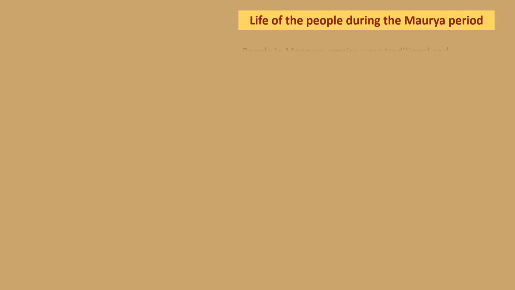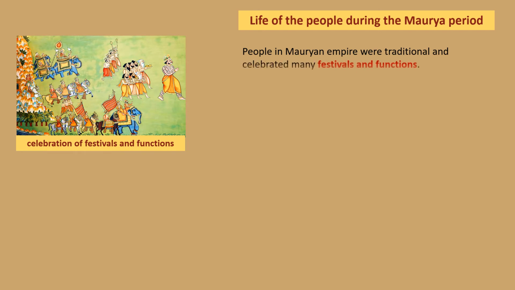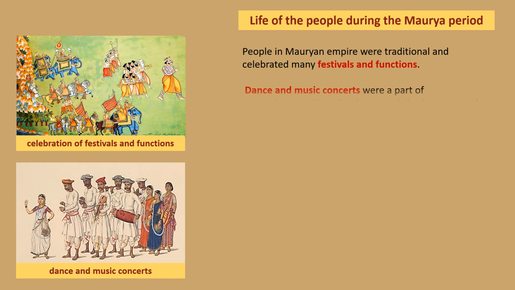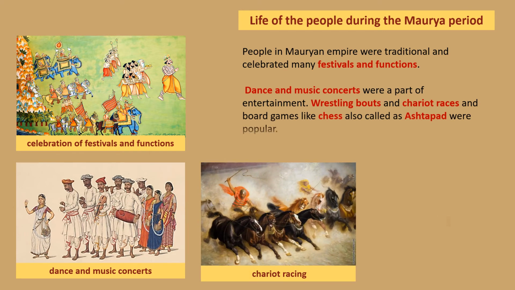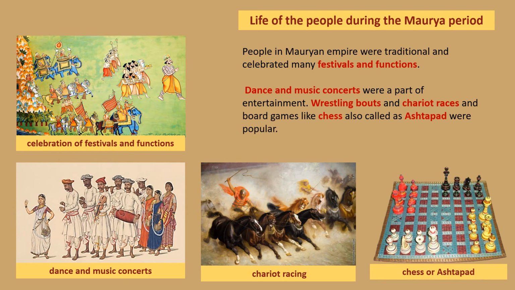People in Mauryan Empire were traditional and celebrated many festivals and functions. Dance and music concerts were a part of entertainment. Wrestling bouts and chariot races and board games like chess, also called as Ashtapad, were popular.